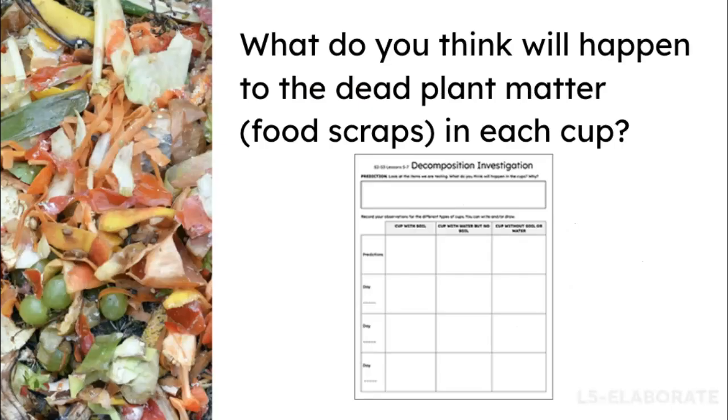Once the investigation is set up, you'll ask students what they think will happen to the dead plant matter in each cup. You'll allow students to turn and talk, then have students share a few answers. You'll have them record predictions and initial observations in the Decomposition Investigation student journal page.